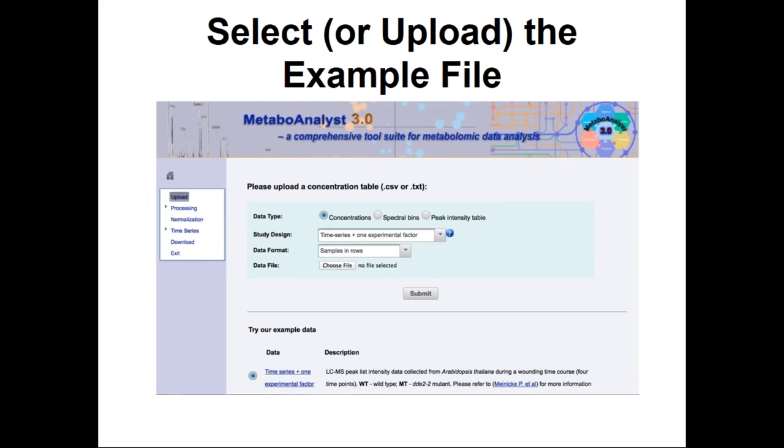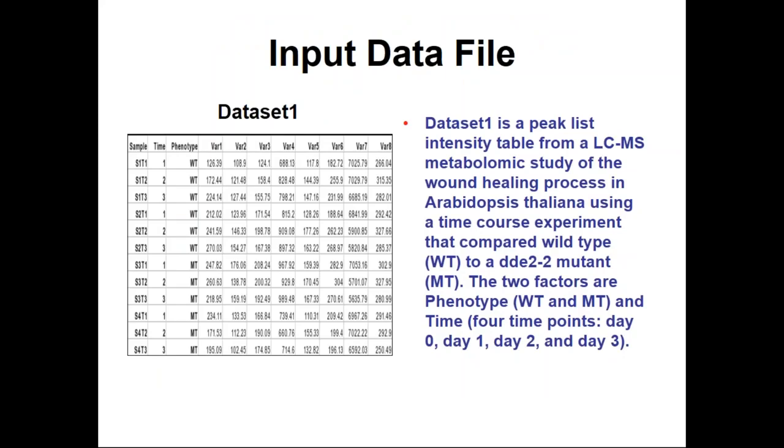So just like what we did with the very beginning, you can upload your data. We've selected the time series module. We've chosen, in this case, a particular data set. It's an example set that you can upload. It's LCMS data, so the peak list or peak intensity table, and then we're looking at an Arabidopsis plant. We're looking at wound healing and we're comparing a wild type versus a mutant. And we analyzed over 4 time points, 4 days, starting day 1, day 2, day 3.